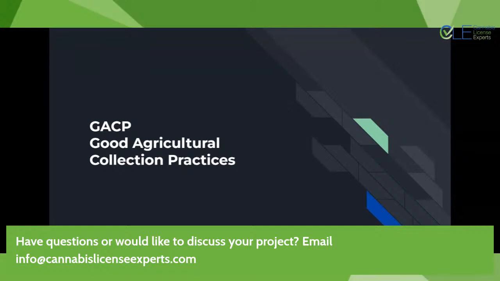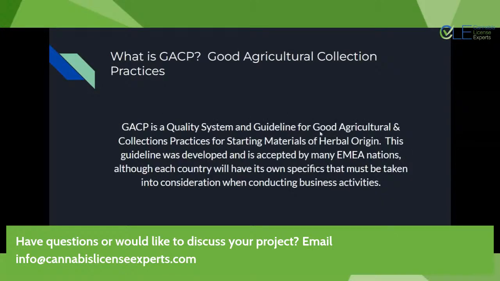So we're going to start with our GACP, Good Agricultural Collection Practices, and what this entails. So GACP, again, is a quality system and guideline for good agricultural and collection practices for the starting materials of herbal origin. So this is based on a lot of the European natural foraging for a lot of essential oils and other plant medicines that are quite popular and common throughout Europe and the rest of the world. North America, we're catching up. But this guideline was developed and accepted by the European Medical Establishment Association and its associated nations, although each country is going to have its specific requirements that have to be taken into consideration when you're doing business outside of Canada. This is your starting point.